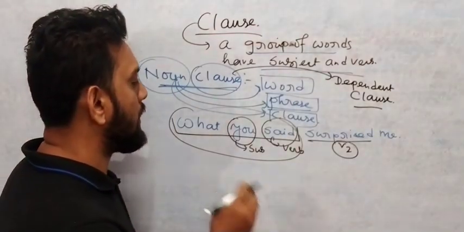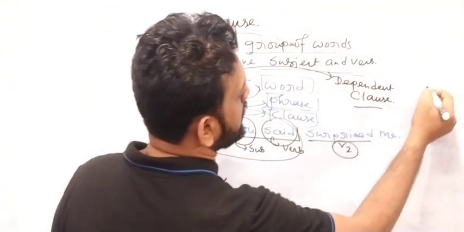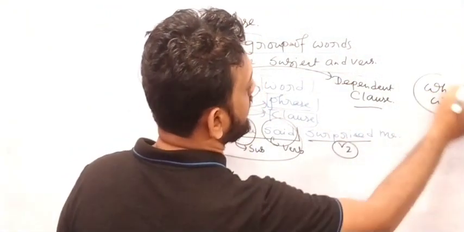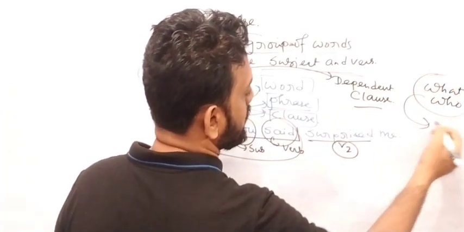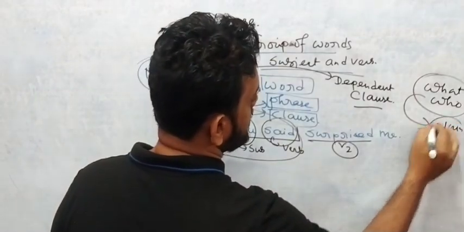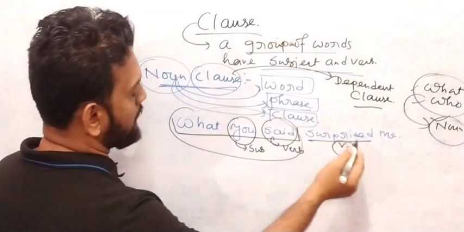In order to understand whether it is a noun clause or not, use the question words, as I told you last day also, what and who. Using what and who, we can easily understand whether it is a noun clause, noun phrase, or noun word. Yes or no? So in order to find out the noun in a sentence, use this question word. What you said surprised me.